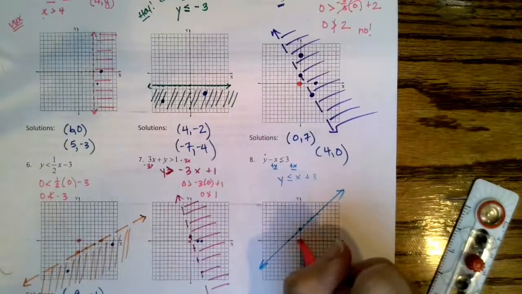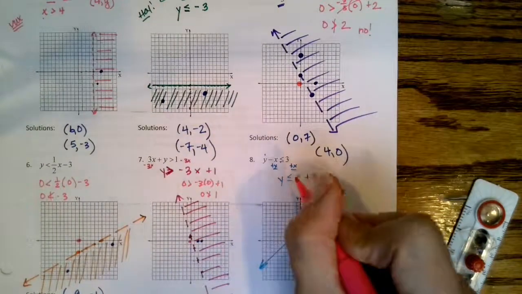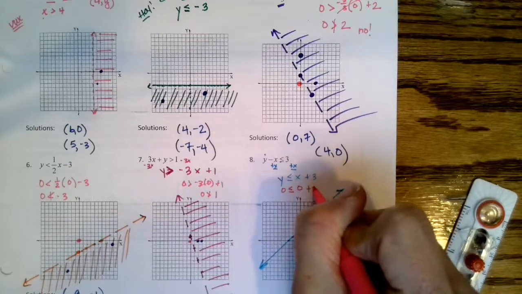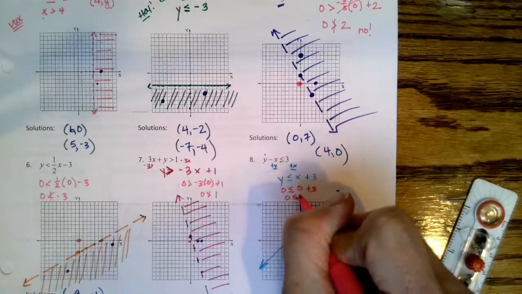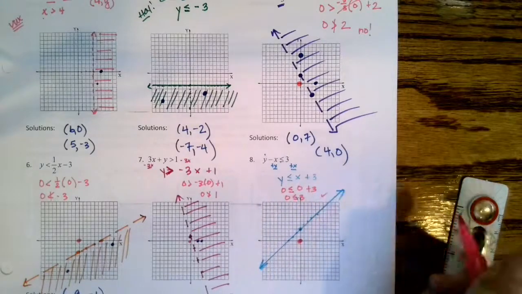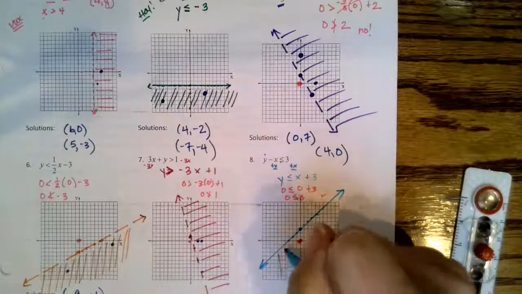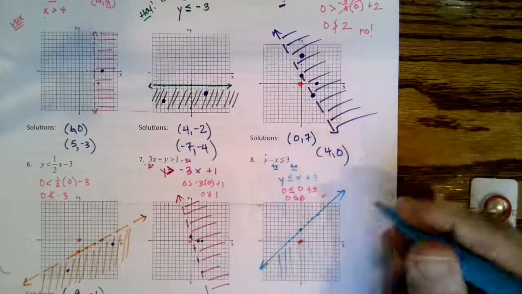All right, again, I'm going to choose 0, 0. So when I plug in, is 0 smaller than or equal to 0 plus 3? Is 0 smaller than or equal to 3? And yes, that's true, which means all of my solutions are on this side.